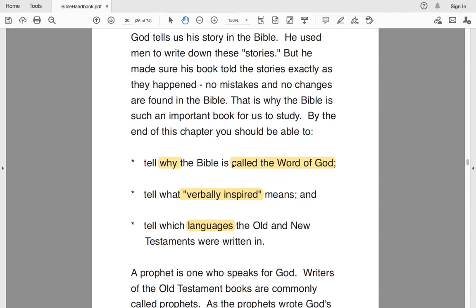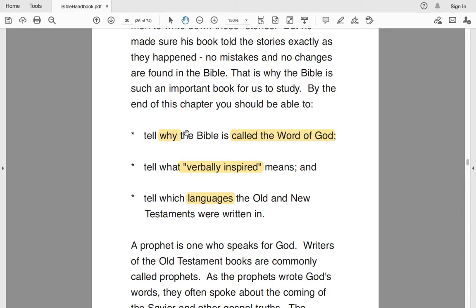On page number 30, we have the three objectives. Number 1, why is the Bible called the Word of God? Number 2, a term that we're going to be talking about throughout the year, verbally inspired. And number 3, Hebrew and Greek, the languages that the Old and the New Testaments were written in.